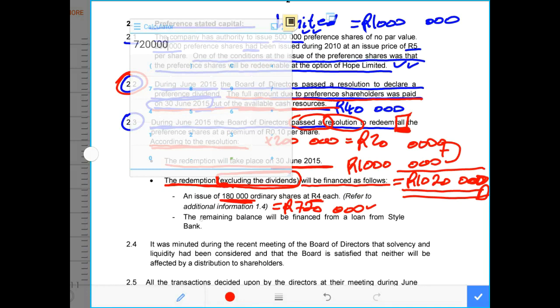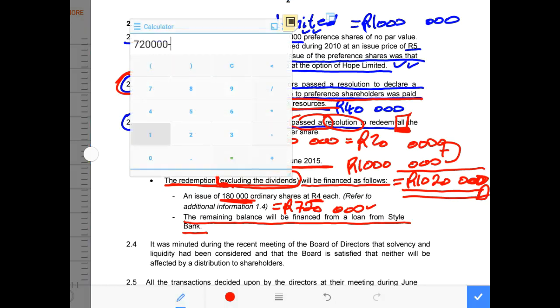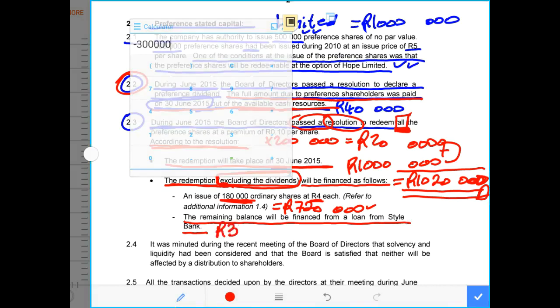That is why now they say the remaining balance will be financed from a loan from Style Bank. That means the rest of the balance, which is 1,020,000 less 720,000, the difference, which is the balance of 300,000, must be borrowed from the bank in the form of a loan. That is the remaining balance that they are referring to.